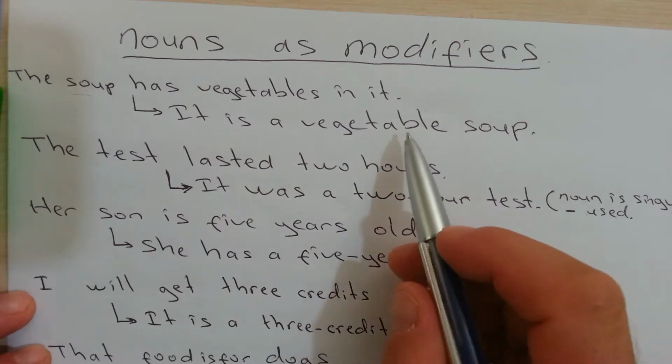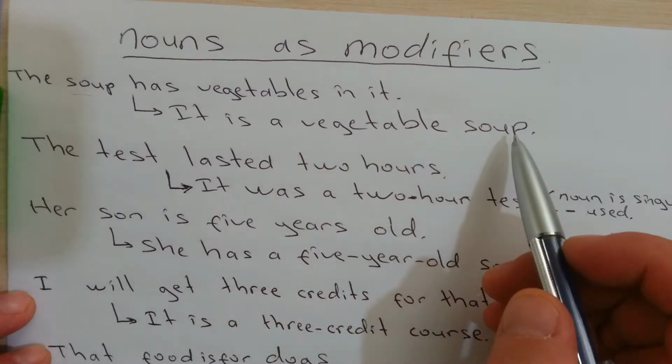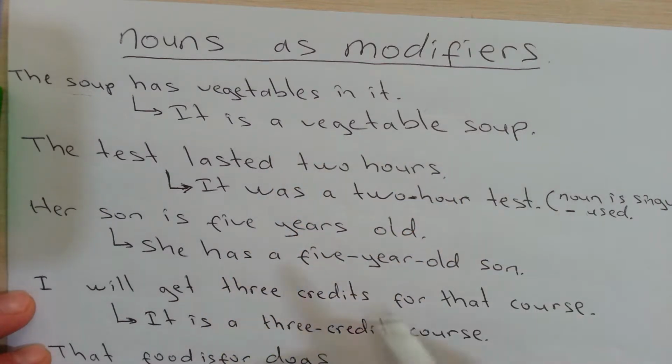The same thing happens here. We say vegetables, but we say vegetable soup. We don't say vegetables soup. We say vegetable soup.